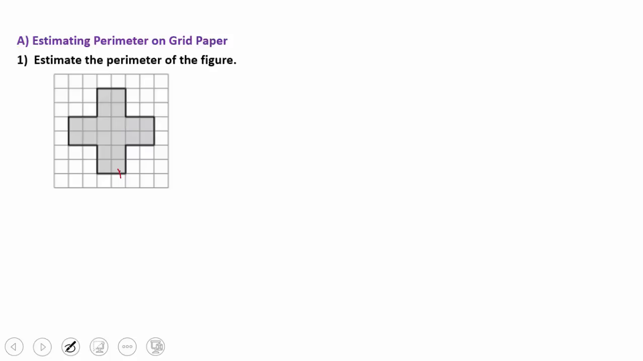So I start with 1, 2, 3, 4, 5, 6, 7, 8, 9, 10, 11, 12, 13, 14, 15, 16, 17, 18, 19, 20, 21, 22, 23, 24. So there's approximately 24 units of length going around that figure.